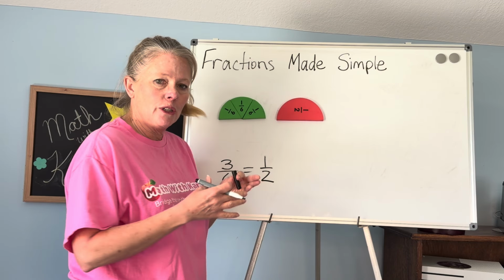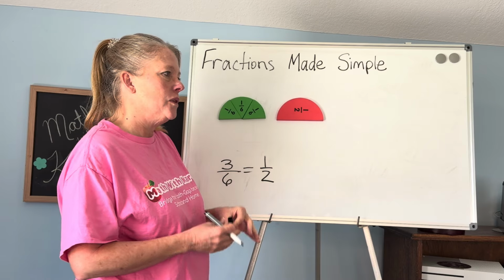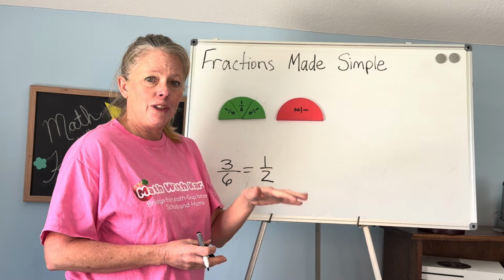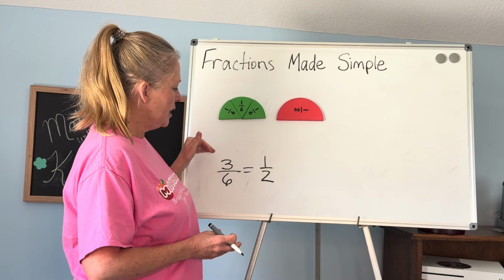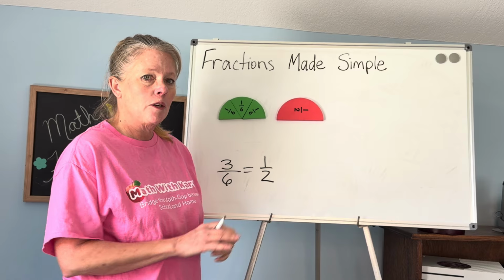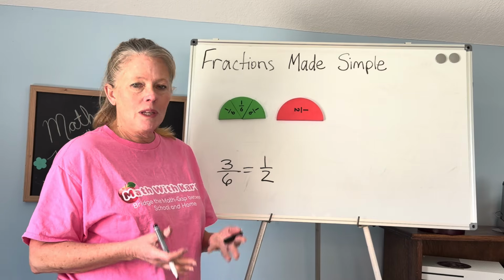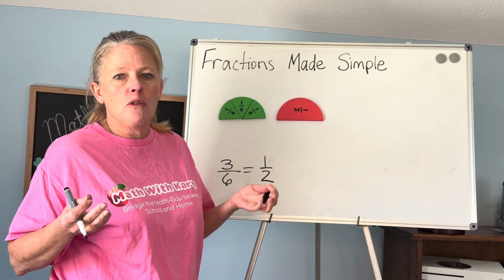Now, when you go to your simplest form, what you're going to want to do is divide. So you look at your numerator and your denominator, and if you can divide both the numerator and denominator by the same number other than 1, then you can make it into a simpler form.